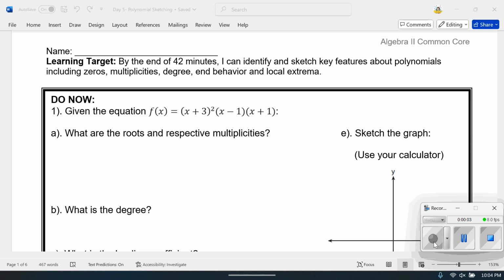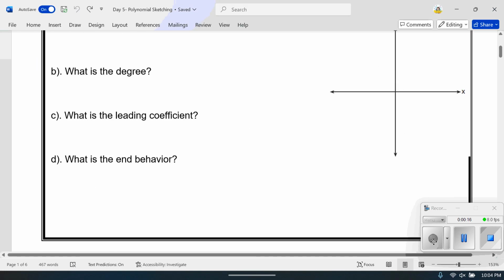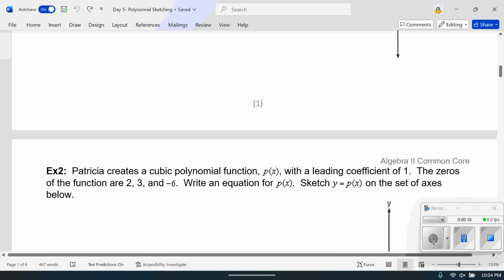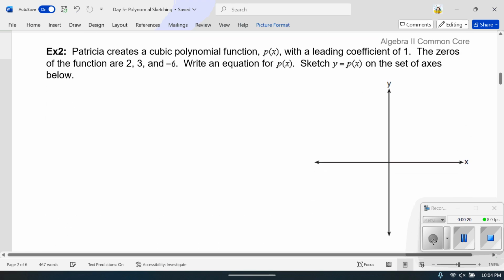Hi everyone, we are going to continue working on polynomial sketching from the packet, the last lesson. If you need an extra copy of the packet, the substitute has them on the desk, you just have to ask for it. We're going to scroll down exactly to where we left off, which was example 2.